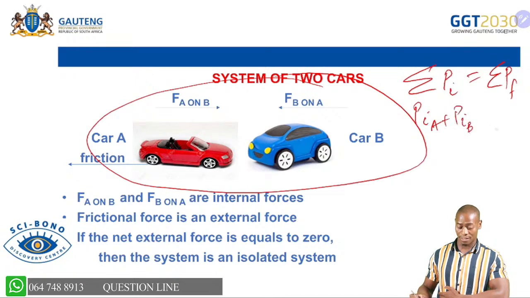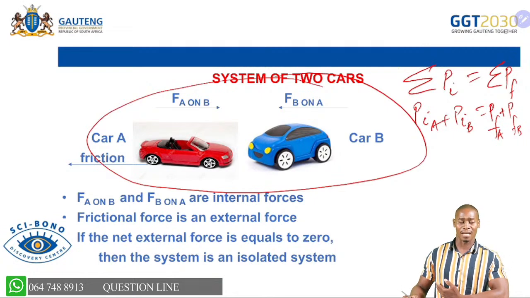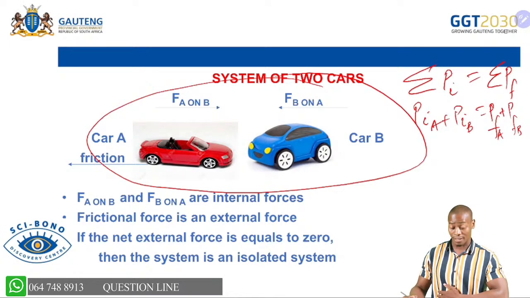Of object B, right? And this will be equal to the final momentum of object A, plus the final momentum of object B. So we are talking about the sum here, right? It is not that we are saying the initial momentum of object A will be equal to the final momentum of object A, but the sum of momentum before collision will be equal to the sum of momentum afterward, after collision. So that is very, very important, learners.